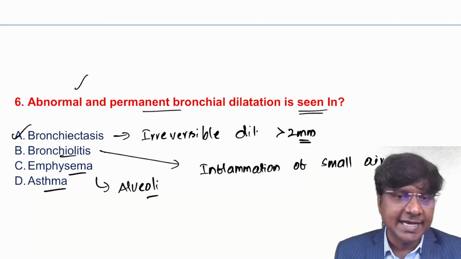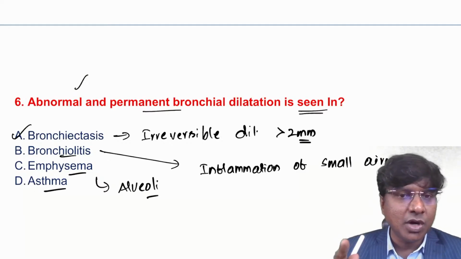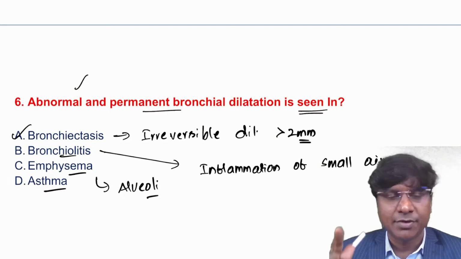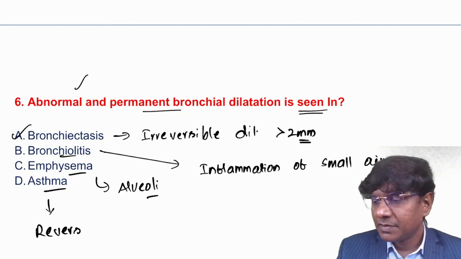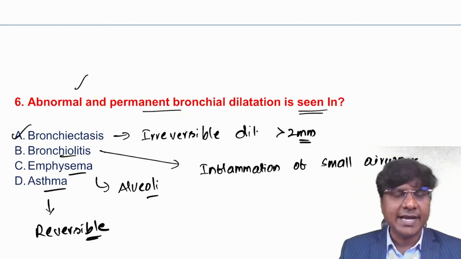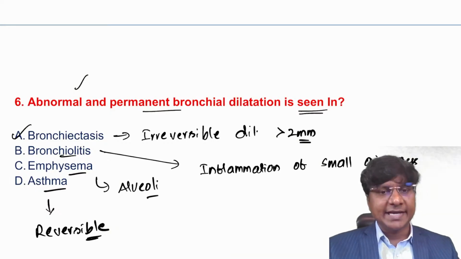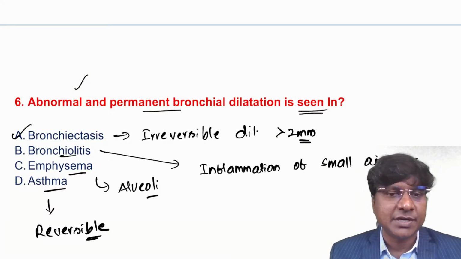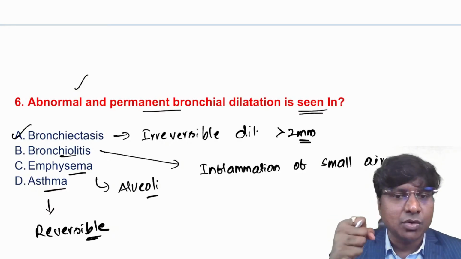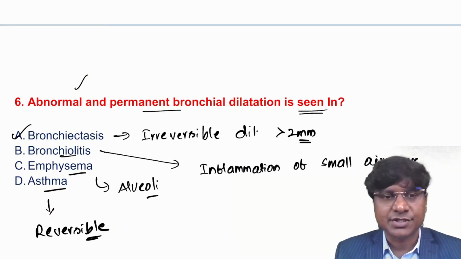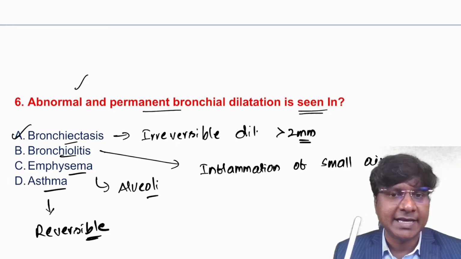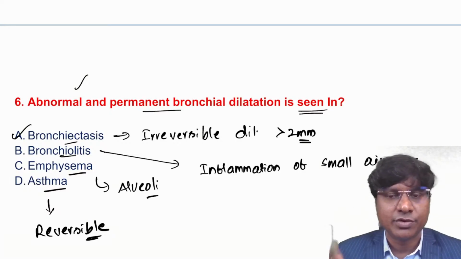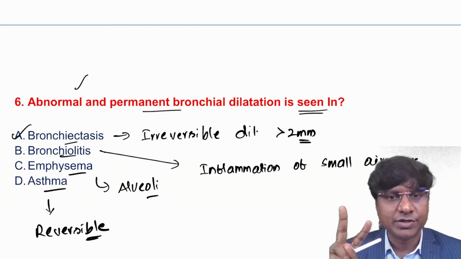Next, coming to asthma. Asthma is not a permanent dilatation of the bronchi or bronchioles. It is a reversible airway disorder, and it is not dilatation. In bronchial asthma you will notice bronchoconstriction. You will not have bronchial dilatation in asthma, so asthma is ruled out. And in bronchiectasis, you have irreversible dilatation of the medium-sized airway by more than 2 mm.